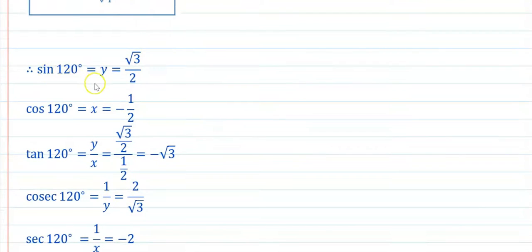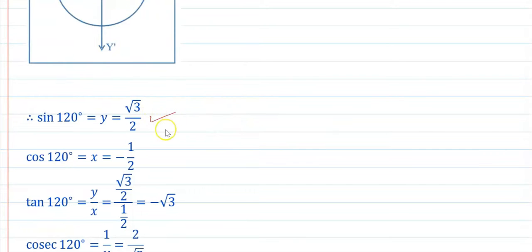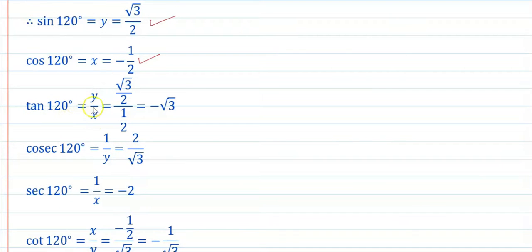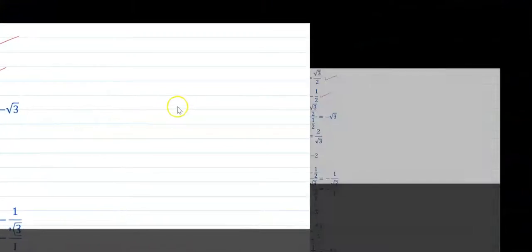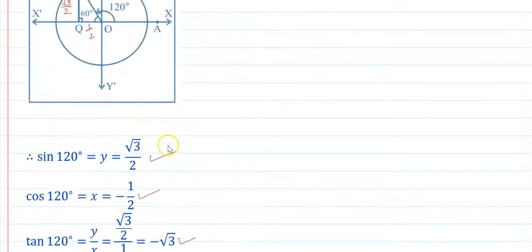Sine of 120 means what? y. The value of y is root 3 by 2. Cos of 120 is equal to x. x is minus 1 upon 2. Tan of 120 is y upon x. y is root 3 by 2, x is minus 1 upon 2, and overall the 2 gets cancelled, giving minus root 3. Cosec 120 means what? Reciprocal of sine, 1 upon y. That is 2 by root 3, since the value of y is root 3 by 2.